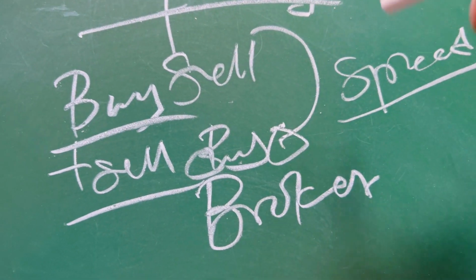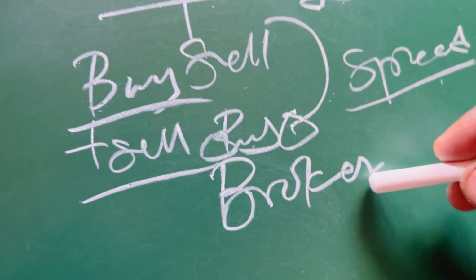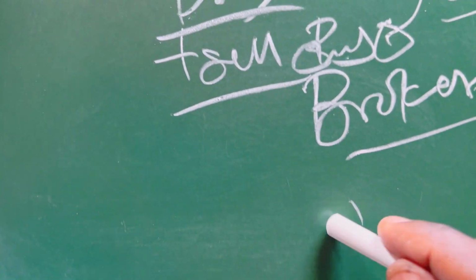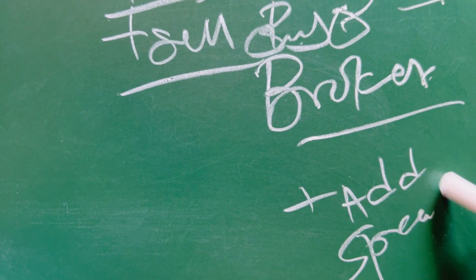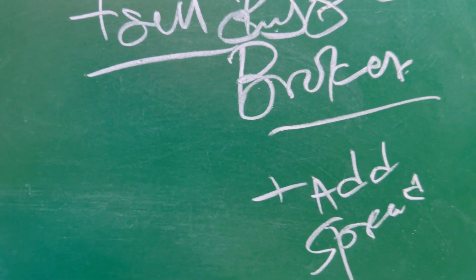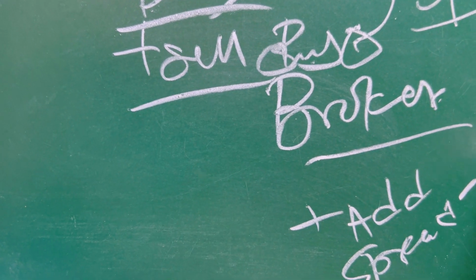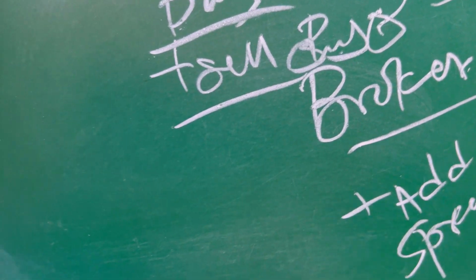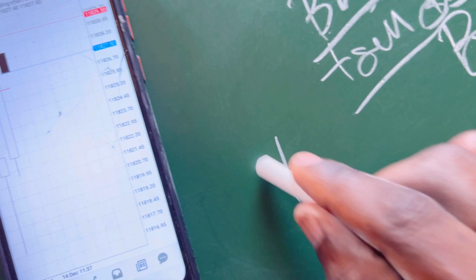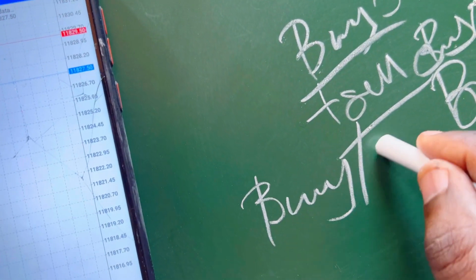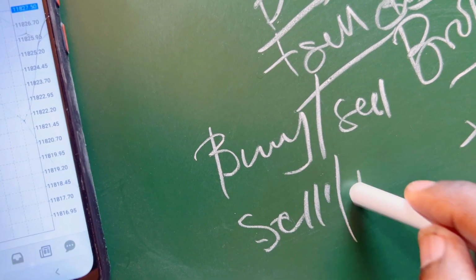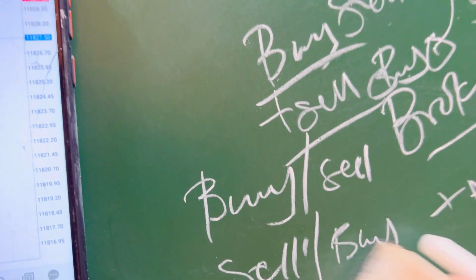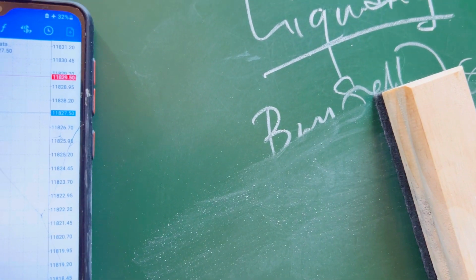The market from the liquidity provider comes with a spread, and then the broker has to add their own spread, so they add spread to profit when we buy or sell, or when we sell or buy. Both ways, they profit. All right, we understand that one.